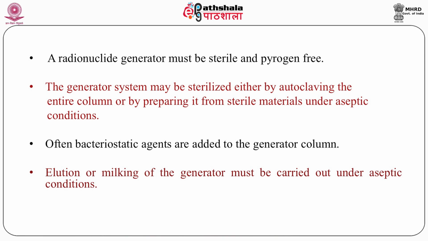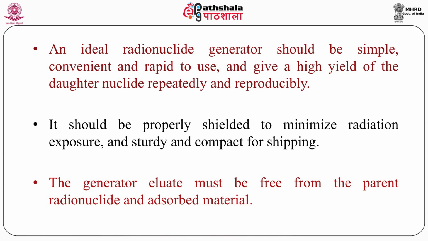It means the generator which is being used to give us technetium itself, we have to see that it should be sterilized, and finally when the technetium comes out and you are going to tag it with a compound to make a radiopharmaceutical, we have to do certain QA tests to see whether you can administer it in the human body or not. An ideal radionuclide generator should be simple, convenient and rapid to use and give a high yield of daughter nuclide repeatedly and reproducibly.